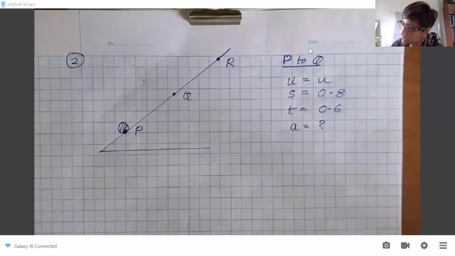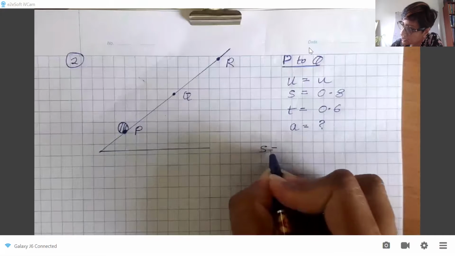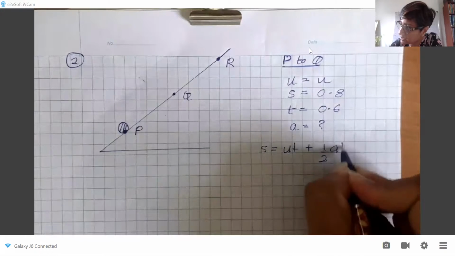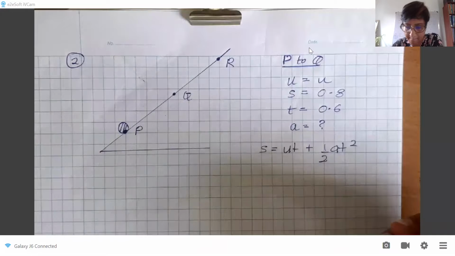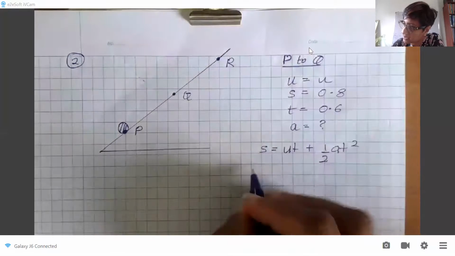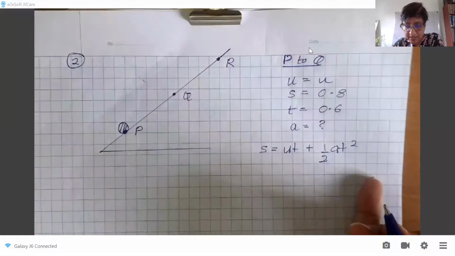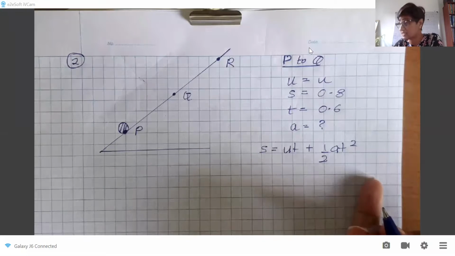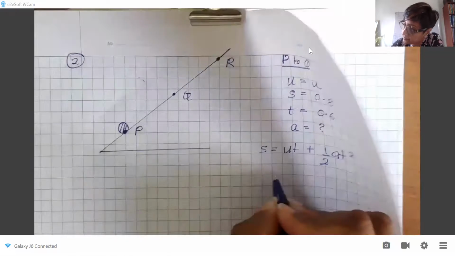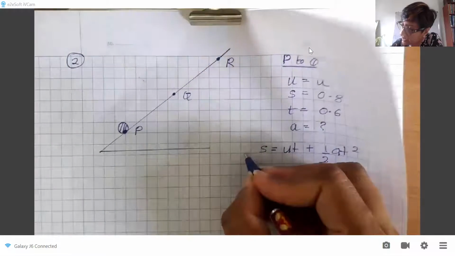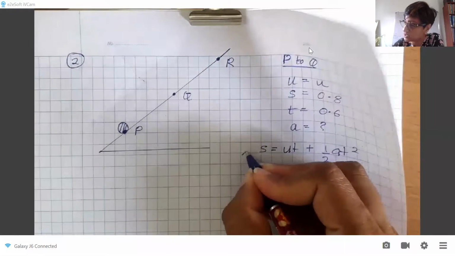What's the equation? S equals ut plus half at squared, isn't it? Can you apply this and see whether you get A equals minus 2/3? You have to get a minus answer because it's deceleration. And I'm applying it in that direction, right? So that way I'm taking it as positive.